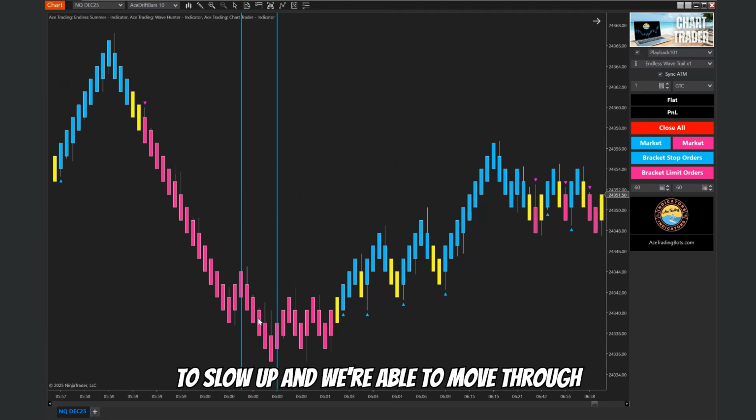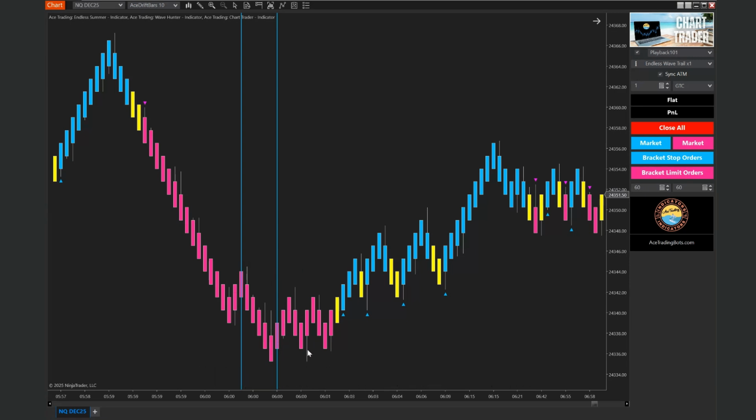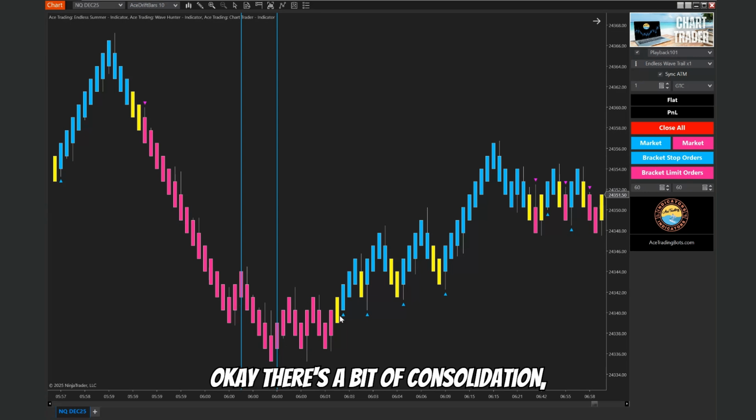Market is starting to slow up, and we're able to move through. And then you can see there is a nice blue marker there. Would I have taken that trade? I probably wouldn't have. I probably would have waited, because there's a bit of consolidation there. I would have used my own understanding of the market and thought, okay, there's a bit of consolidation. Maybe I'll wait for a breakout of this area here.